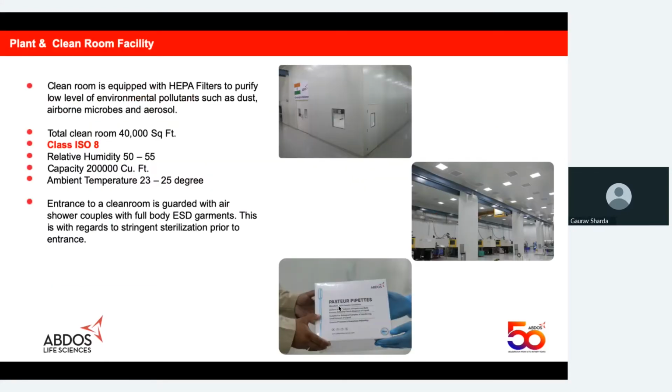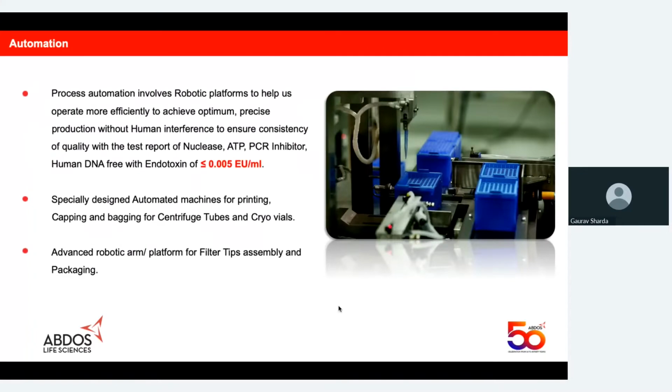These are certain pictures of our plant and clean room facility which has been validated with ISO 8. You can see all the pictorial representation. The robotic automation platforms of Abdos ensure there is no human interference, and we can ensure this consistency by providing an endotoxin level below 0.005 EU per ml. So we ensure there is no human interference, thereby reducing the carbon footprint itself.